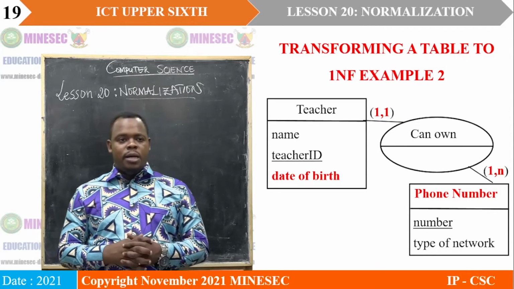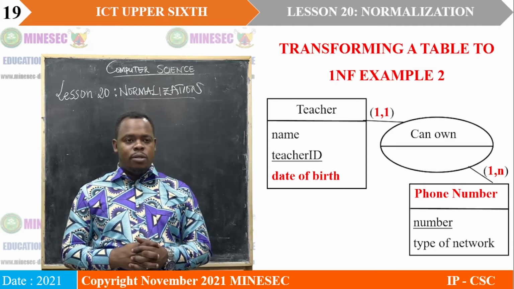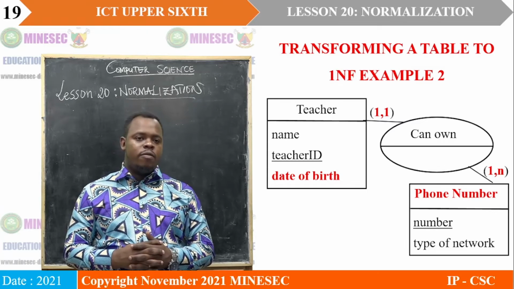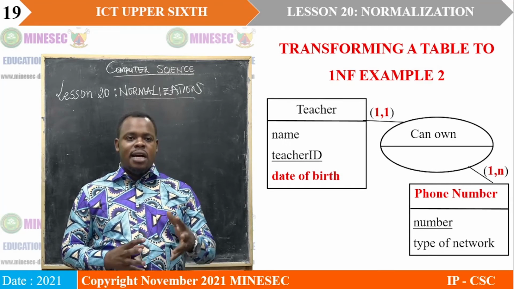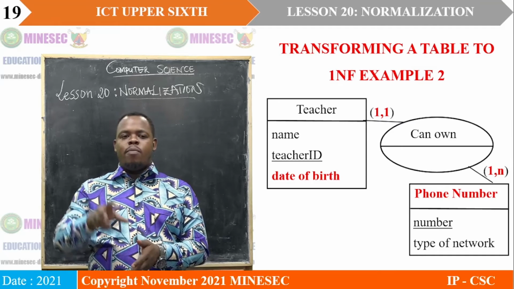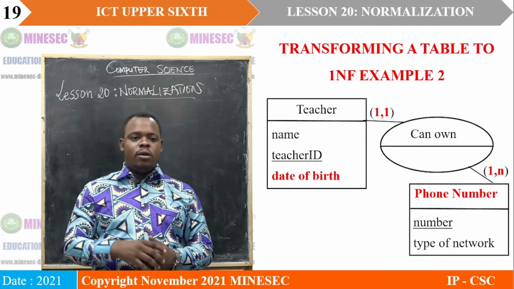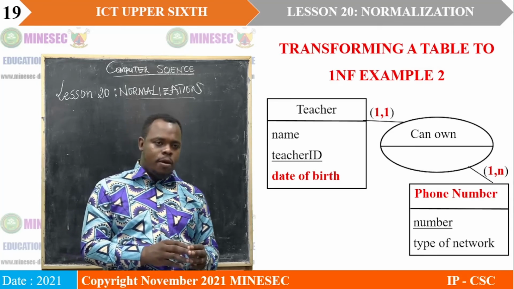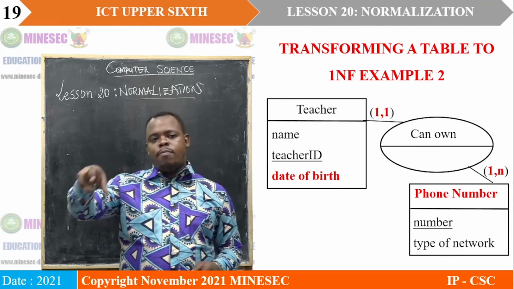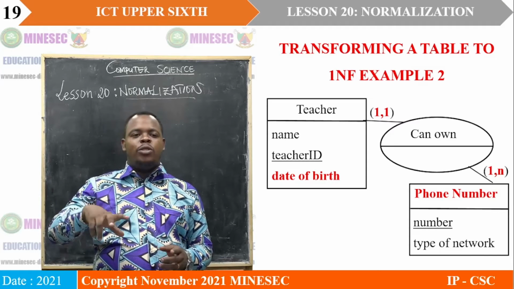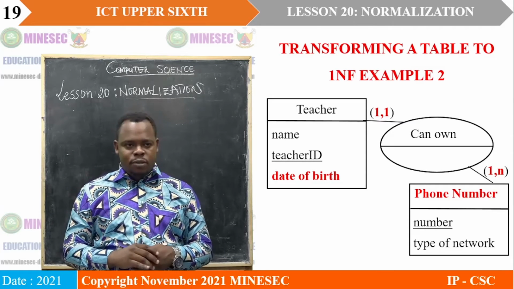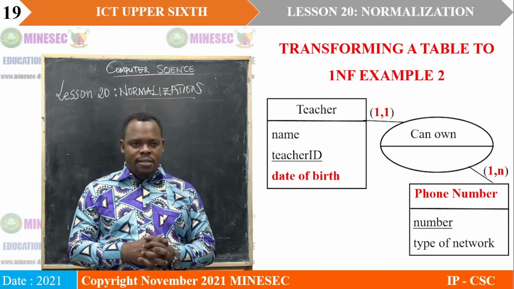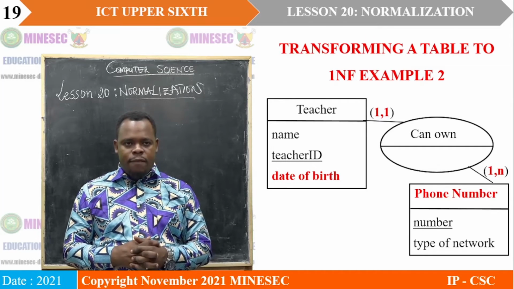So also we can create a relationship. You will see here that we have the teacher, the name, the teacher's ID, the date of birth, and now we create a relationship. A teacher can own a particular phone number that you will break down also into the number and the type of network. So instead of having a phone number field, you will have a phone number as a separate entity, which will be broken down into different attributes that can have unique values. So that is another way of normalizing or expressing your table in first normal form.